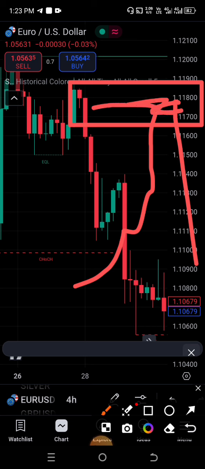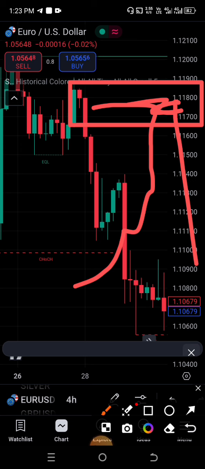Anytime your market comes here, and don't forget, your order block can only be tested once. After being tested once, it becomes invalid. It can only be tested once.